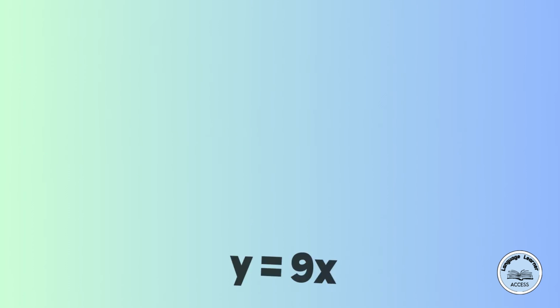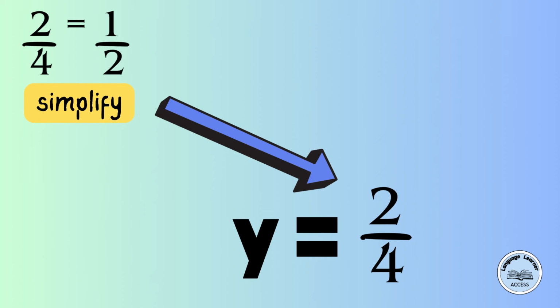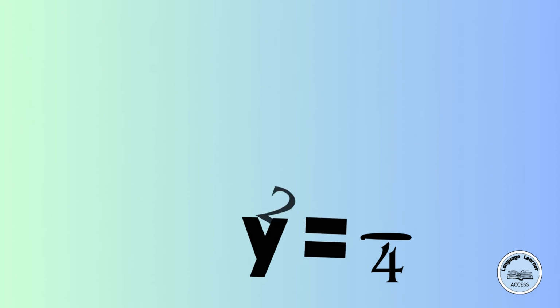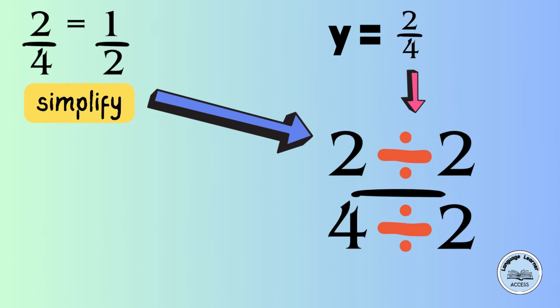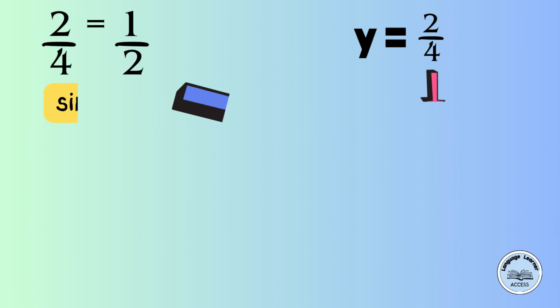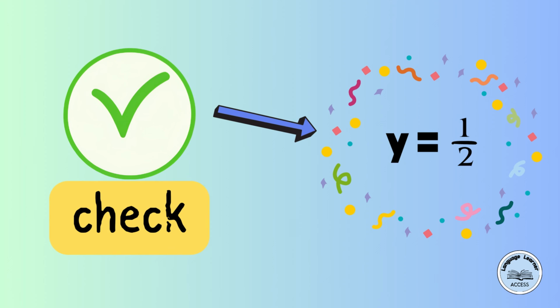Other equations will have fractions and may require that we simplify them. To simplify means to rewrite it using the smallest possible numbers in the numerator, the top, and denominator, the bottom, without changing its actual value. To do that, I will divide both numerator and denominator by the same number. For example, in this fraction, I'm dividing both numbers by 2. That equals 1/2. To wrap it all up, we check our work and we are done.